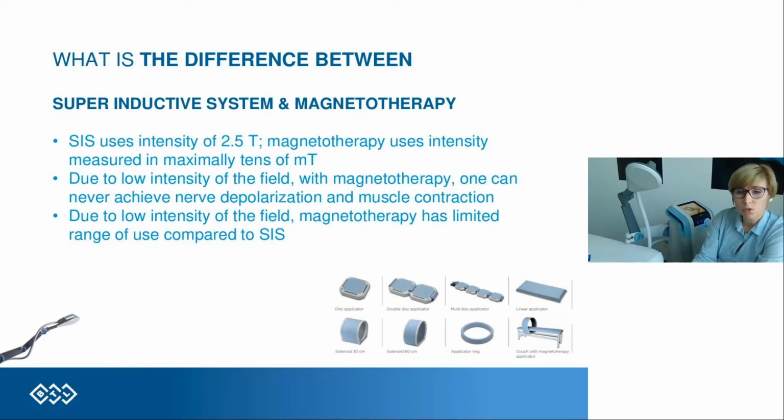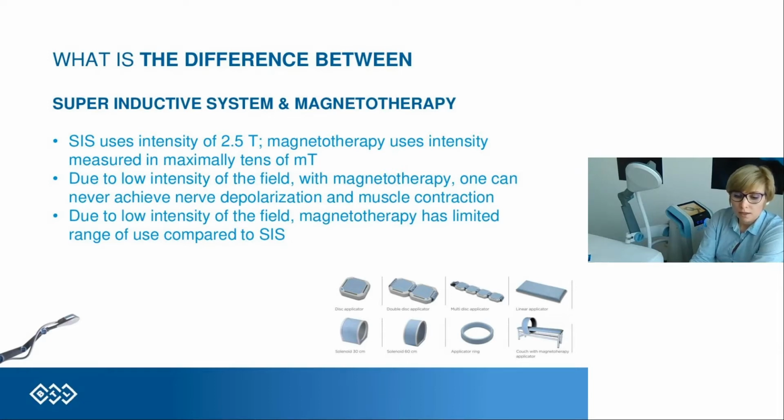So we are actually supporting the healing process with the superinductive system, but much, much more intensive than we use it with magnetotherapy. And due to the low intensity of the field, with magnetotherapy, it is impossible to achieve the nerve depolarization and muscle contraction. In superinductive system, we are achieving this, and in this case, we can cover many symptoms at once.